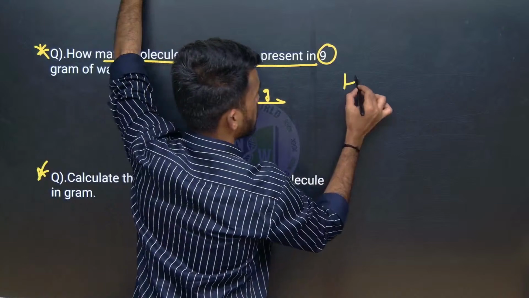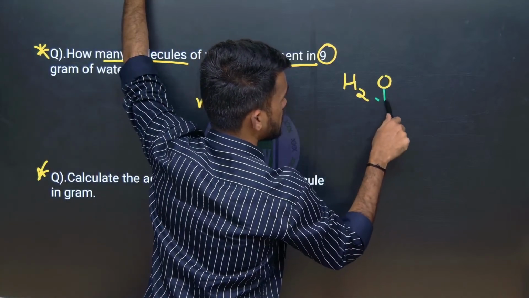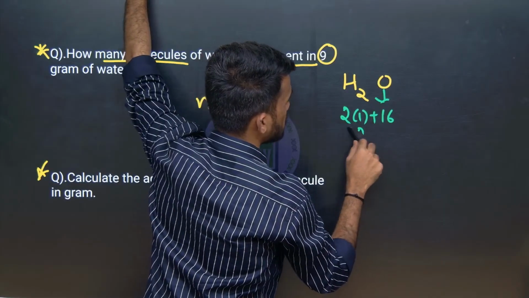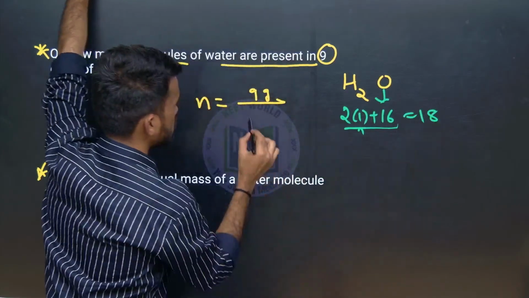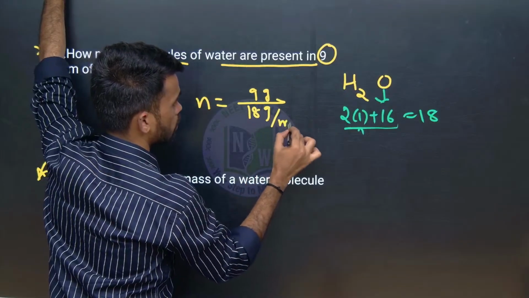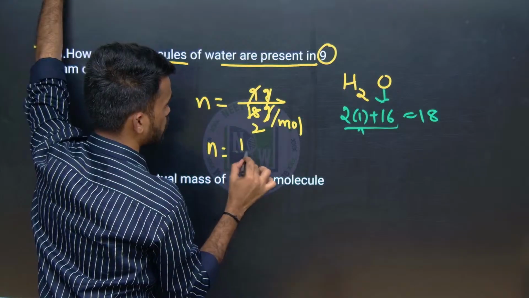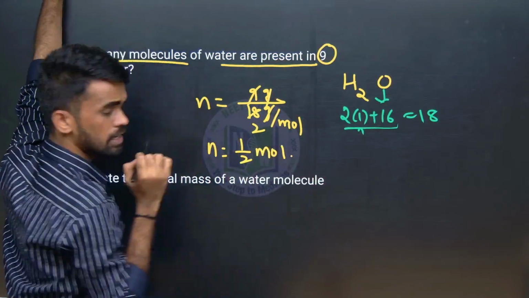Molar mass of water, H2O. So for oxygen it is 16, for hydrogen it is 2 into 1, so total it is 18. So you can say 18 gram per mole. Okay. 1 by 2. So n equals 1 by 2 mole we got, right?